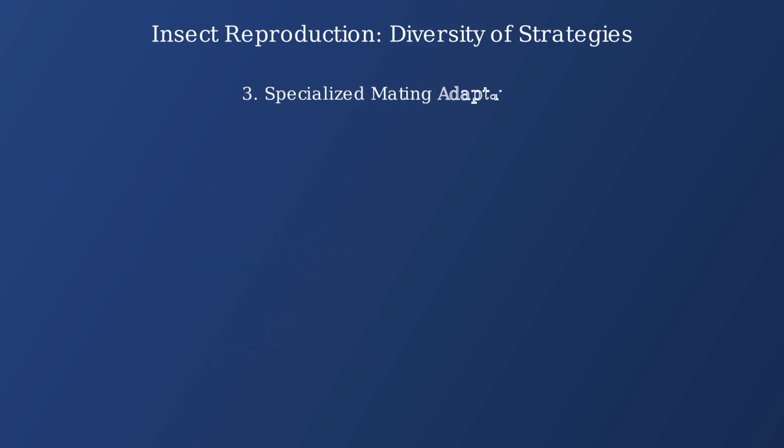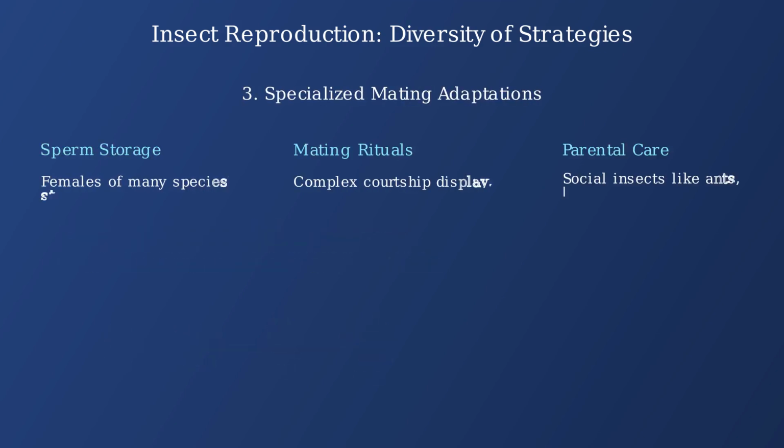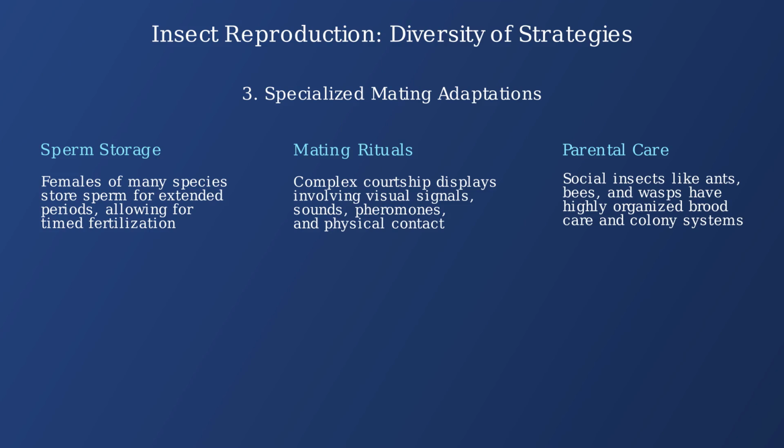Insects have evolved remarkable specialized mating adaptations. Many female insects can store sperm for extended periods, allowing them to fertilize eggs long after mating. Insect mating rituals can be incredibly complex, involving elaborate displays and chemical signaling.